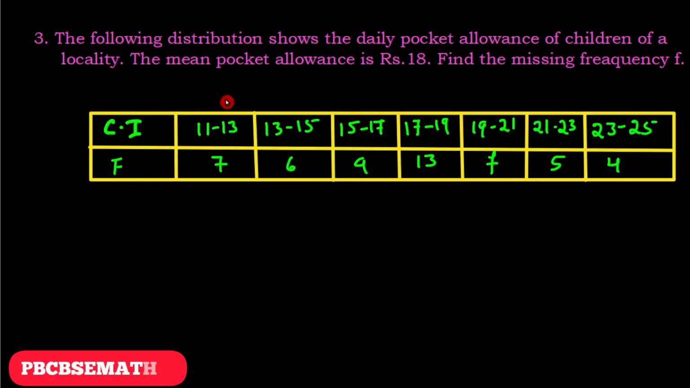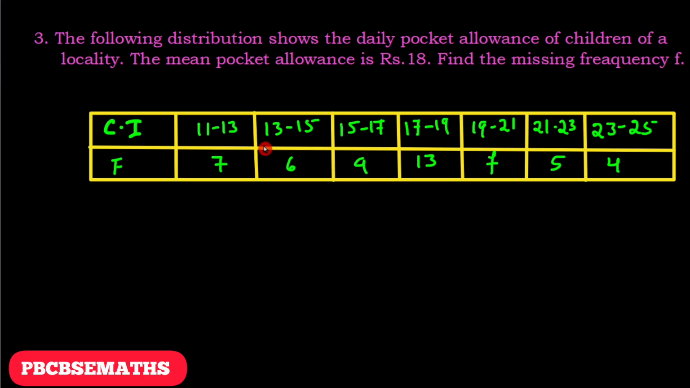Today in this video, we're going to solve exercise 13.1, third question. In that third question, we have the following distribution shows the daily pocket allowance of the children of a locality. The mean pocket allowance is rupees 18. Find the missing frequency f.